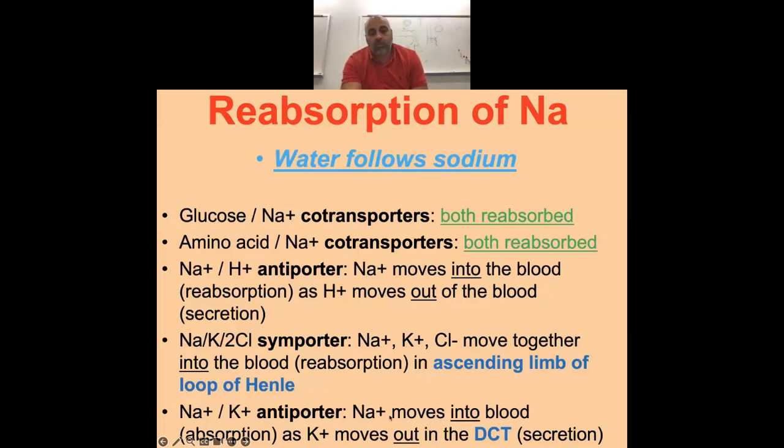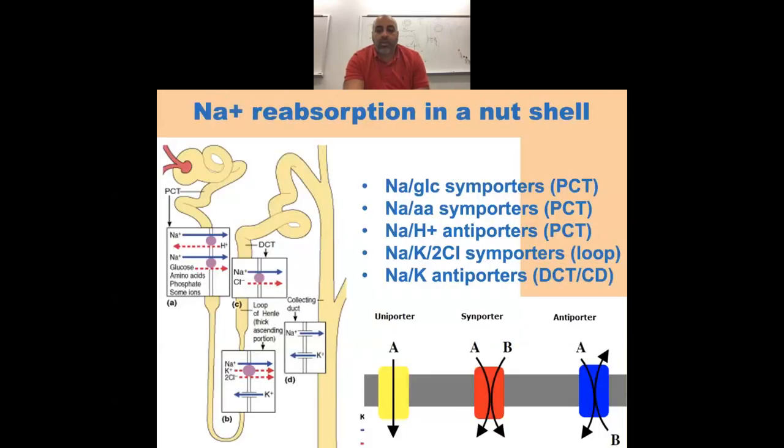Sodium, potassium, antiporter. So these are opposite. Sodium moves in, potassium moves out. So here it breaks down where they're at. This is what you need to know. Okay? So like in the PCT, sodium, glucose, sodium, amino acids, sodium, hydrogen. Know if they're antiporters or symporters. So if I reabsorb sodium in the PCT, I'm pulling in amino acids. Same thing with the loop and the antiporters in DCT and collecting duct. I'll leave that up for you for a second.